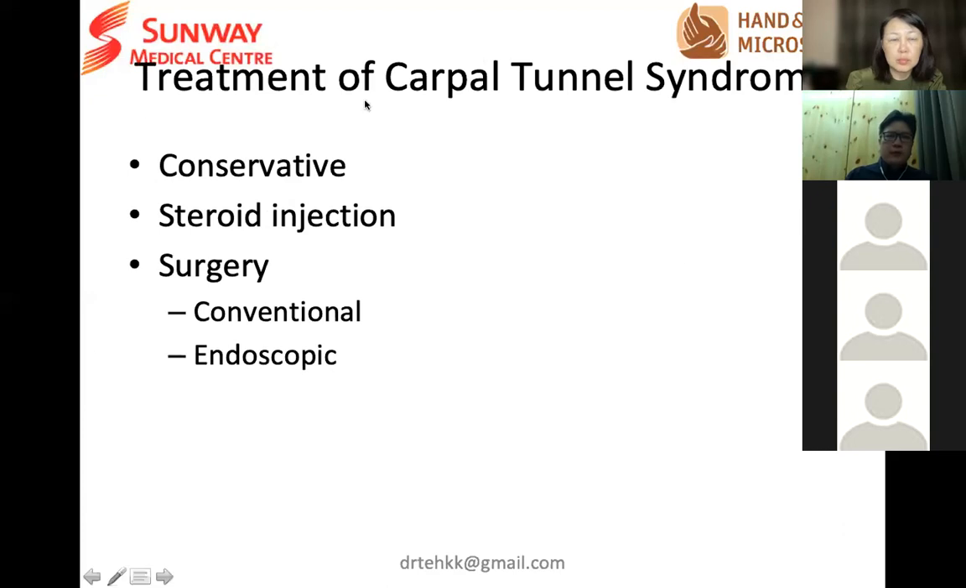So how do we treat carpal tunnel syndrome? We can always divide most treatment into conservative: we can do steroid injection, we talk about splint and therapy, and lastly surgery. That's where I come in. You have the conventional open carpal tunnel release or the endoscopic carpal tunnel release.